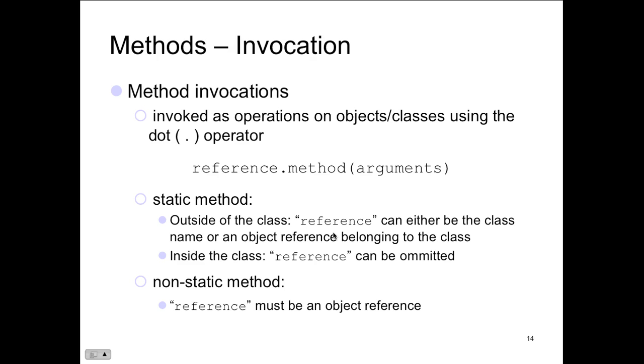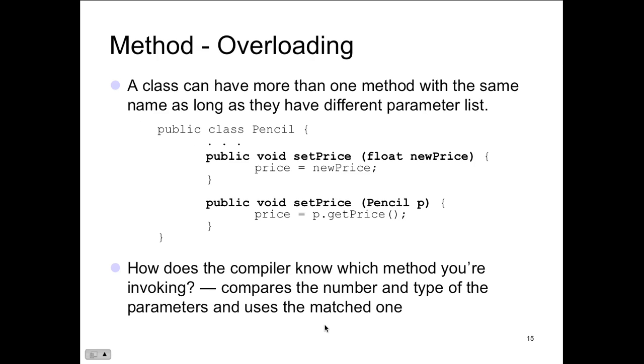Static methods outside of the class, the reference can be either a class name or the object reference belonging to the class. Inside the class, the reference can be omitted. So we don't actually need to do a reference inside of a class. That's how come we see these variables all the time. We just say color. Color is equal to blue. Color is equal to red. Where did color come from? Well, it's inside of the class. We know about it. It's in the same scope. Non-static methods, the reference must be an object reference for anything non-static, and that's the thing you normally see.